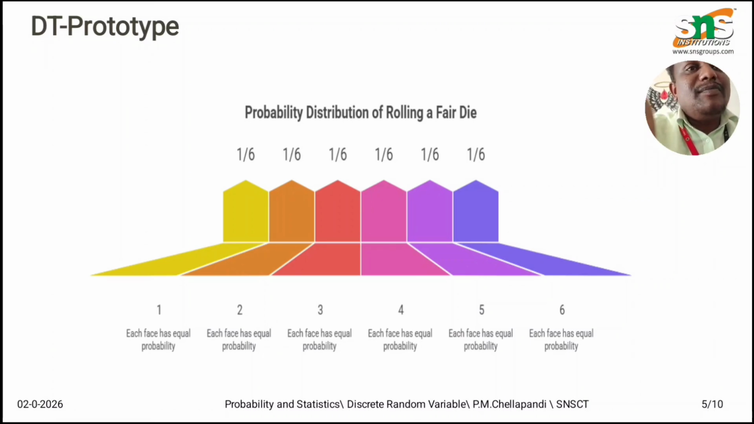So here the final probability mass function is 1 by 4 when x equals 0, 1 by 2 when x equals 1, and 1 by 4 when x equals 2, right?